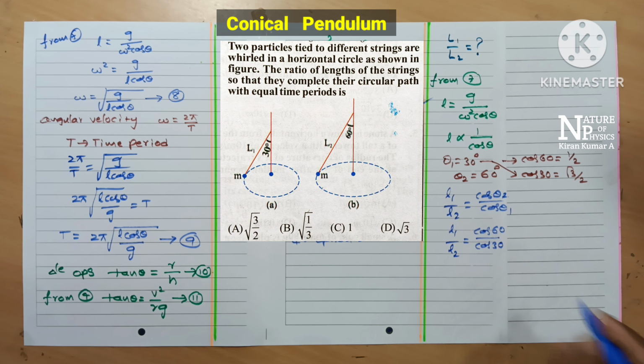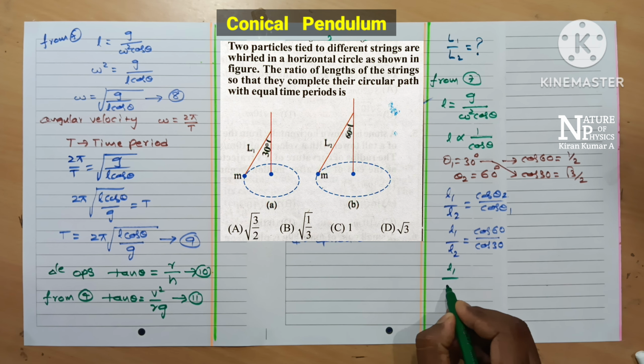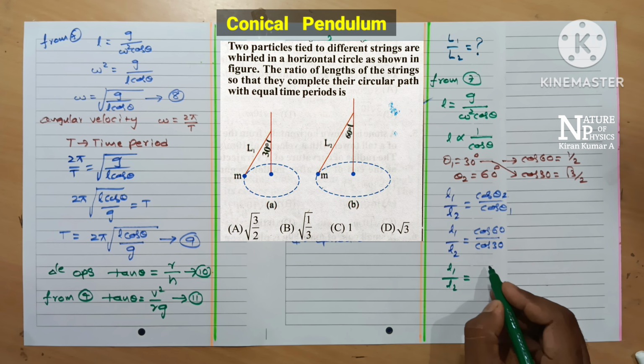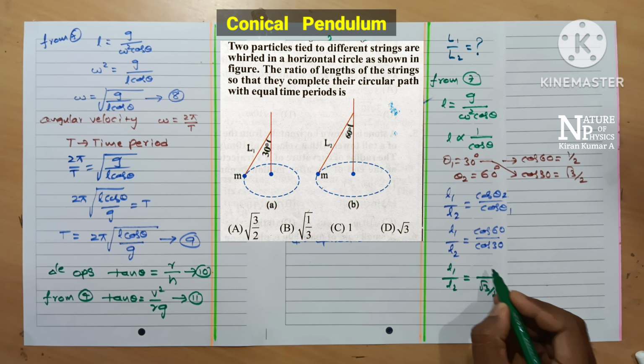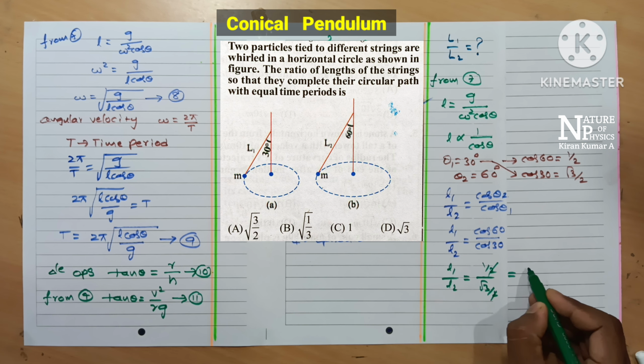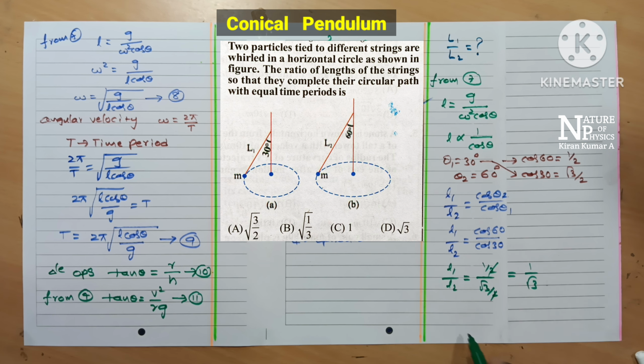Okay, so L1 by L2 is equal to cos 60 divided by cos 30. Values are also clearly given, student. So L1 by L2 is equal to: the denominator cos 30 is root 3 by 2, the numerator cos 60 is 1 by 2, the 2s get cancelled, which is equal to 1 by root 3, student. According to the question, option B is correct, student. That is, L1 by L2 is equal to root over 1 divided by 3, which is the answer for the given question.